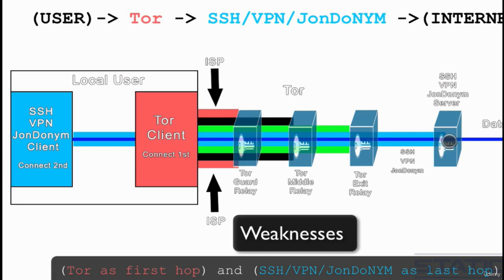Before this, the three layers of multiple hops are connected, and the local user or Tor client first goes to the Tor guard relay, with the help of the ISP, but in the last, the SSH VPN John Doe server stops it. The SSH VPN and John Doe server are the best protection against the local user Tor client, and Tor and VPN are two totally different systems.